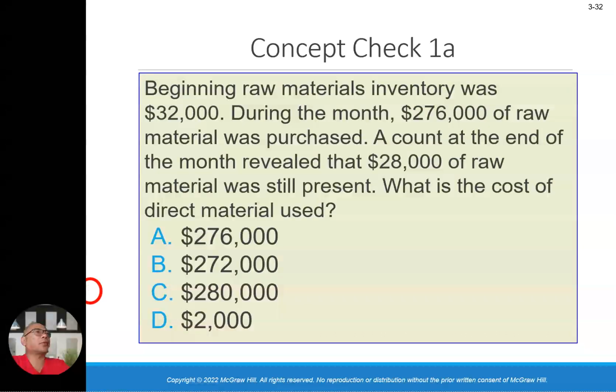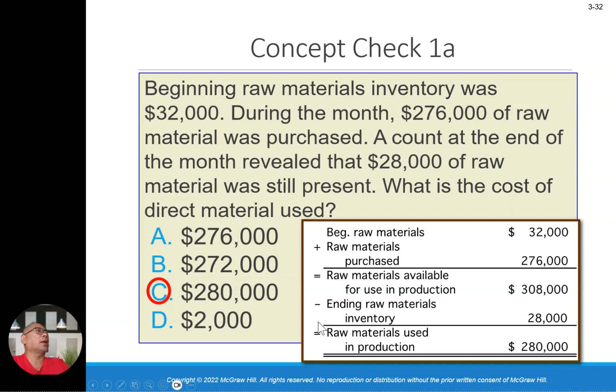Okay, this is the answer for these questions. Okay, this is the C. So you got the beginning here, 32,000. Where is it coming from here? Raw material purchase, 276. Where is it coming from here? 276. And then you got available for production. Combine these two, become 308,000. And you got the ending of 28,000 here.